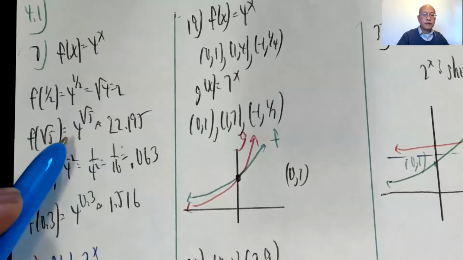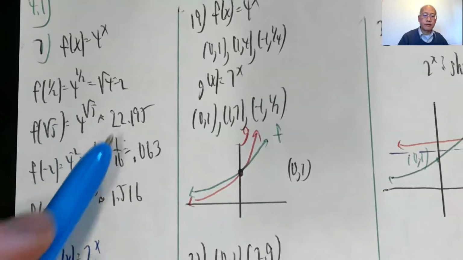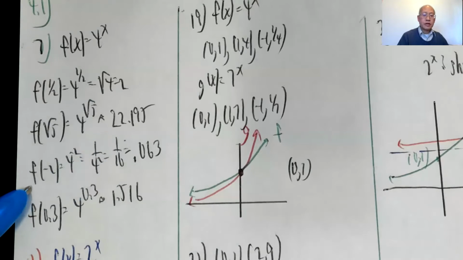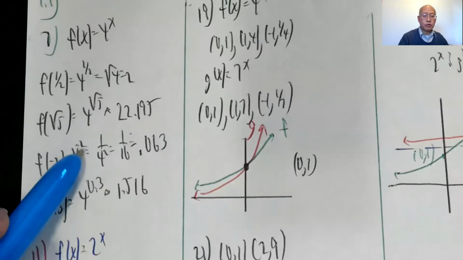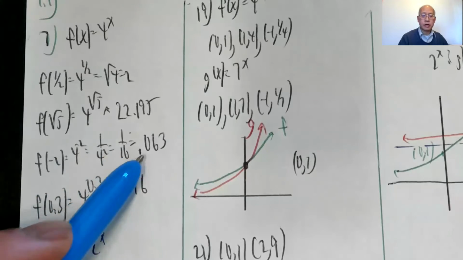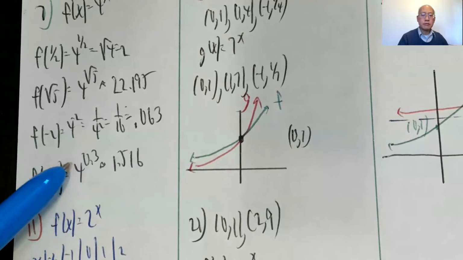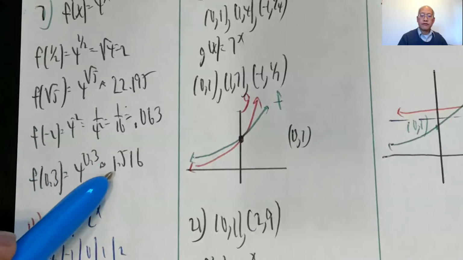F of square root of 5, 4 to the square root of 5. Punch it in your calculator, 22.195. F of negative 2, 4 to the negative 2, that's 1 over 4 squared. 1/16 to 3 decimal places is 0.063. F of 0.3, 4 to the 0.3, punch it in a calculator, about 1.516.